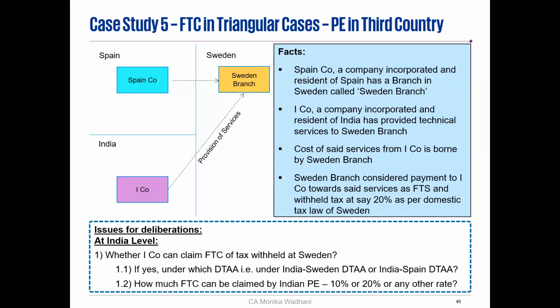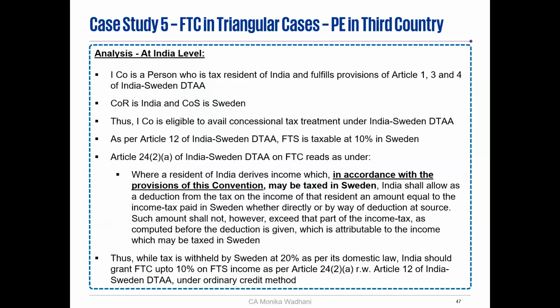Now in this case, the question is which treaty India should apply? Whether India should apply the India-Sweden treaty or the India-Spain treaty. So the answer is very clear and very simple in this case because ICO is a resident of India. It fulfills the provisions of Article 1, 3 and 4 of the India-Sweden treaty. And because the country of residence is India and the country of source is Sweden, it is eligible for concessional tax treatment of the India-Sweden DTAA.